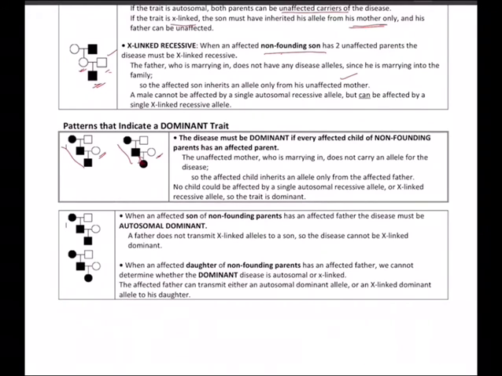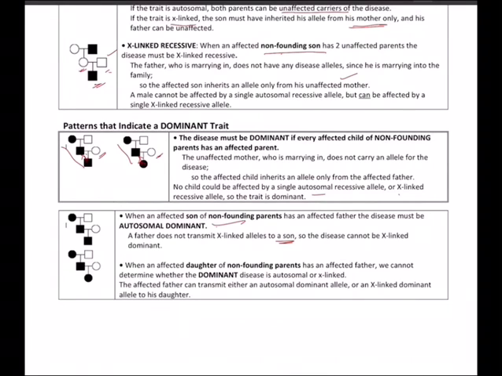So here father is giving to the son as well as this. So no child could be affected by a single autosomal recessive allele or X-linked recessive. So the trait is dominant. When an affected son of non-founding parents has an affected father, the disease must be autosomal dominant. So here a father does not transmit X-linked alleles to sons, just now we said. So the disease cannot be X-linked dominant.